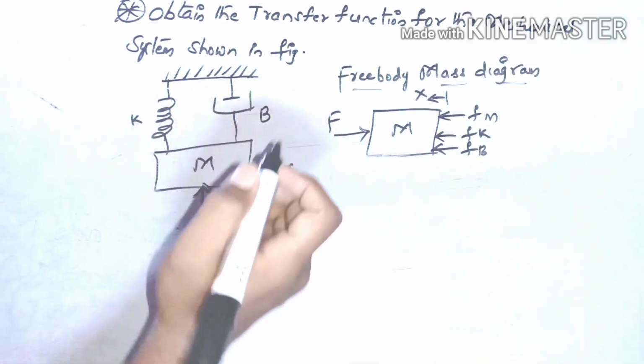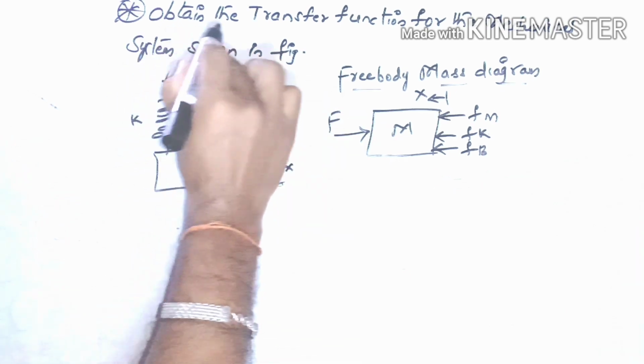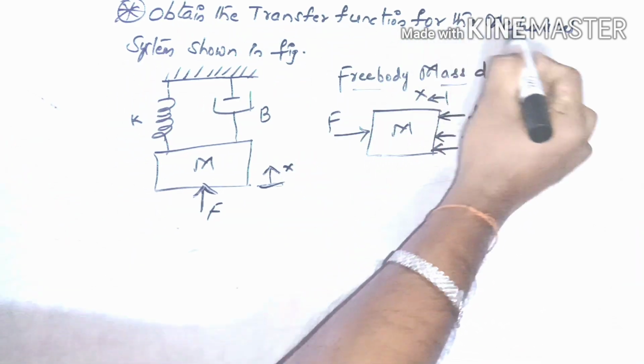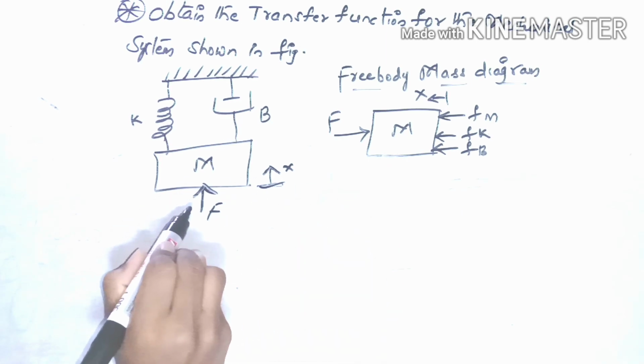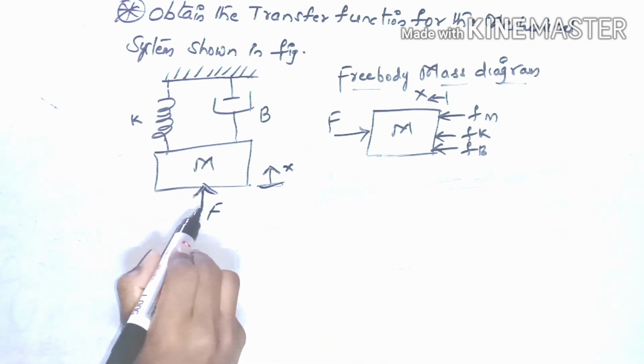Today we are going to discuss the topic of transfer function for mechanical translational and rotational systems, and how to find the transfer function with an example. So let us see the problem given. Obtain the transfer function for the mechanical system shown in the figure. This is the mechanical system given in the problem.